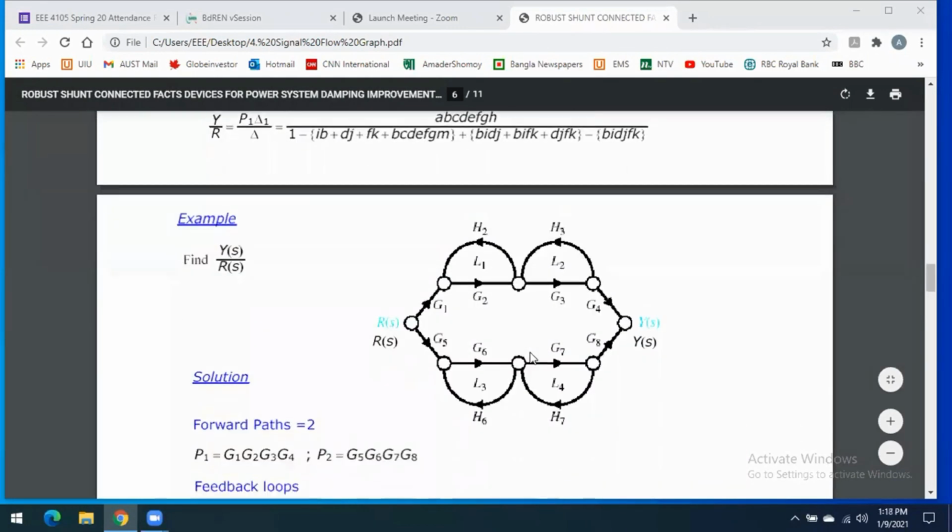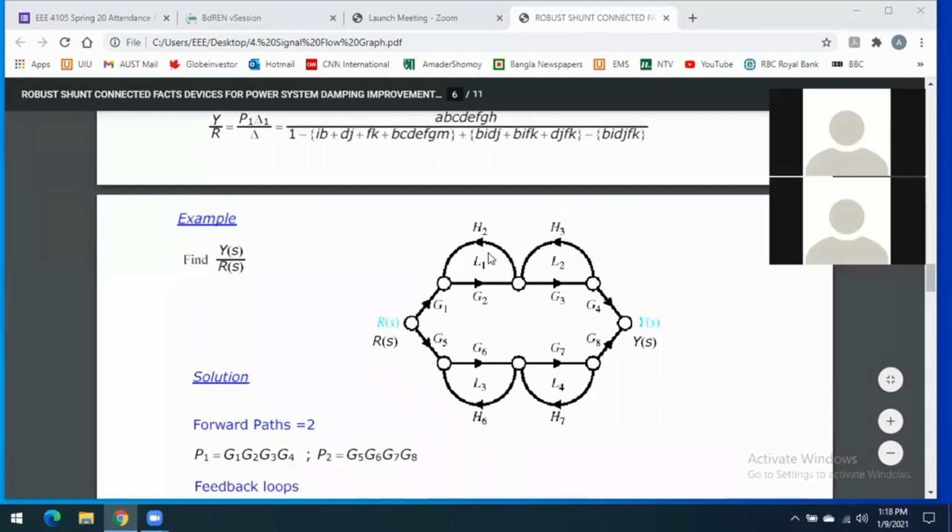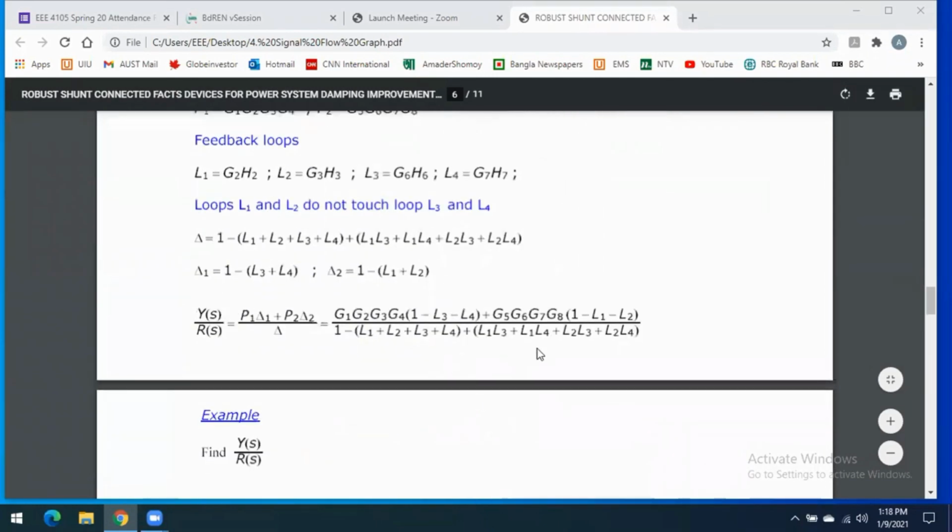And there is no triplet. There are no sets of 3 loops not touching each other. You see that, right? You do not find a single triplet here. So triplet 0. And we do not have to bother for anything further.